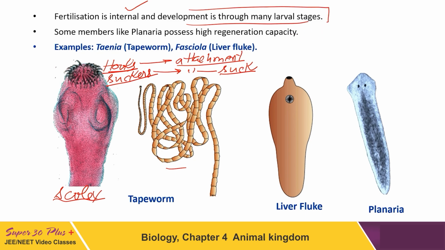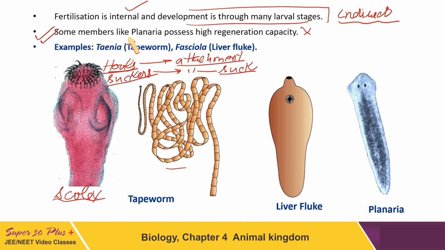There is no need to remember the names of these, because when they are not given in NCERT, there is no need to bother about them. The larvae have different names, but you have to remember that development is through a larva. That's why we call the development indirect. Is it right?